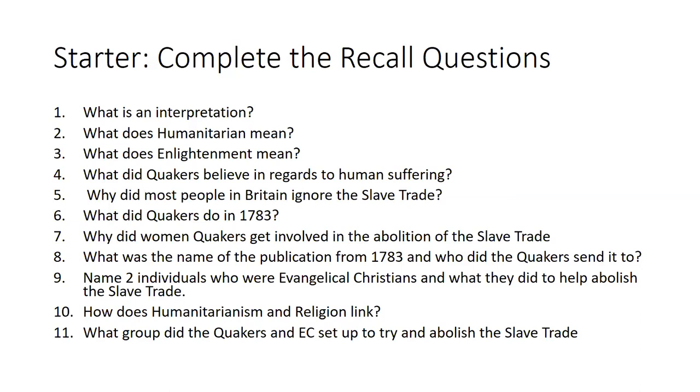What does humanitarian mean? What does enlightenment mean? What did Quakers believe in regards to human suffering? Why did most people in Britain ignore the slave trade? What did Quakers do in 1783? Why did women Quakers get involved in the abolition of the slave trade? What was the name of the publication from 1783 and who did the Quakers send it to?